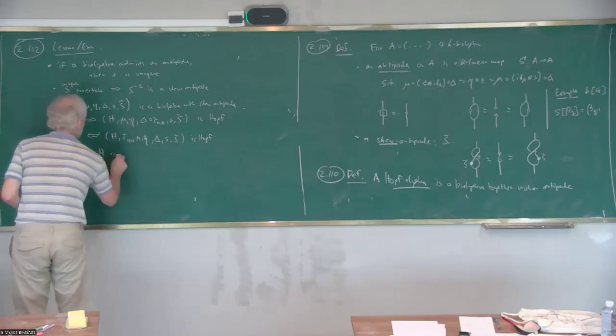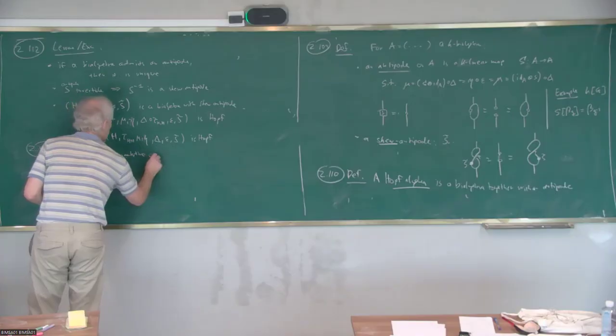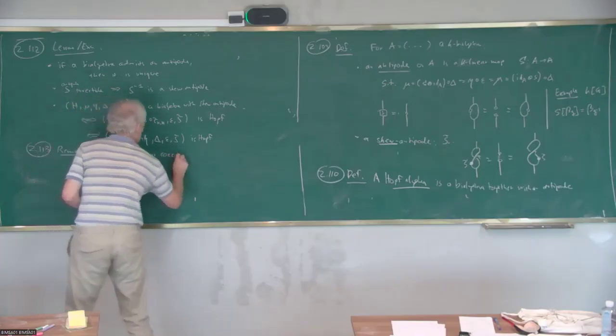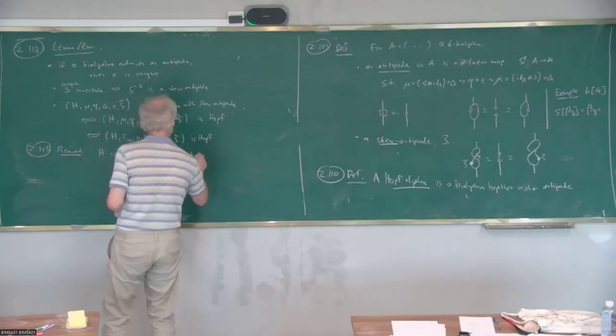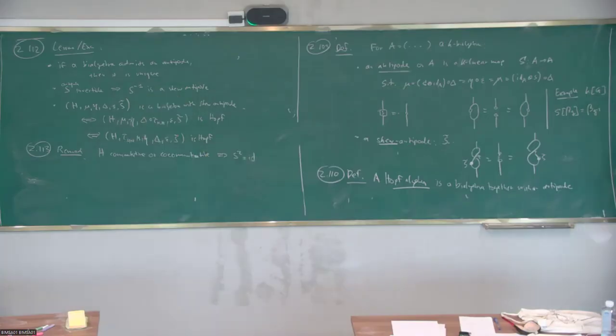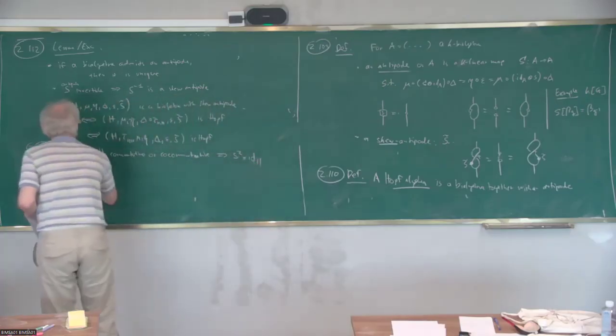If H is commutative or co-commutative, when I write H, I now mean that we deal with a Hopf algebra, then the antipode squares to the identity.